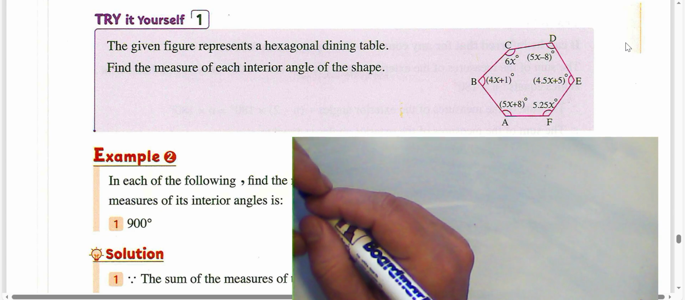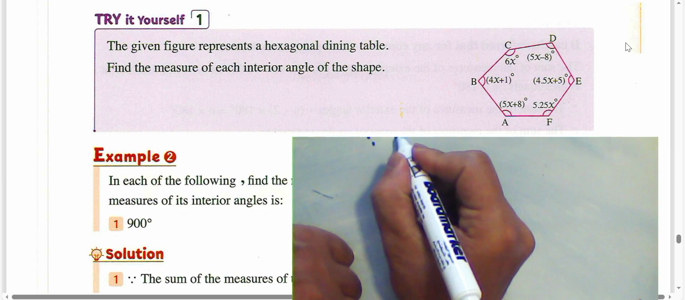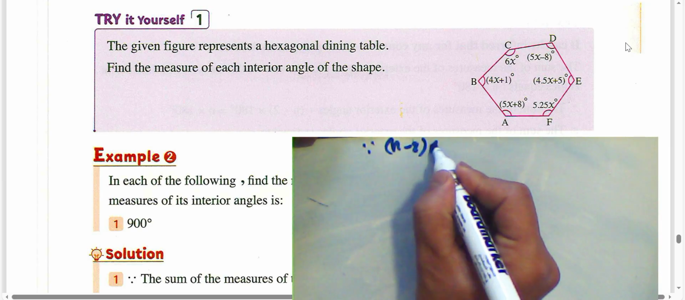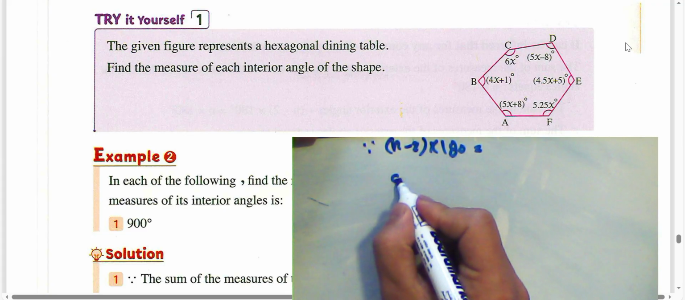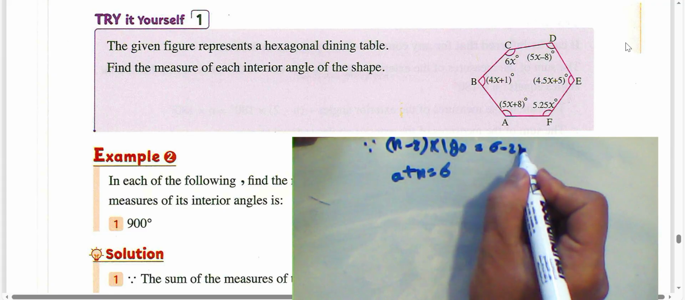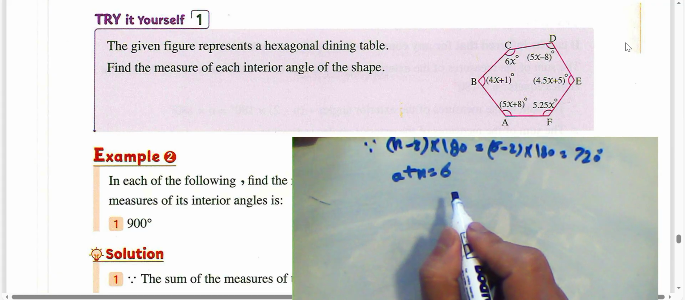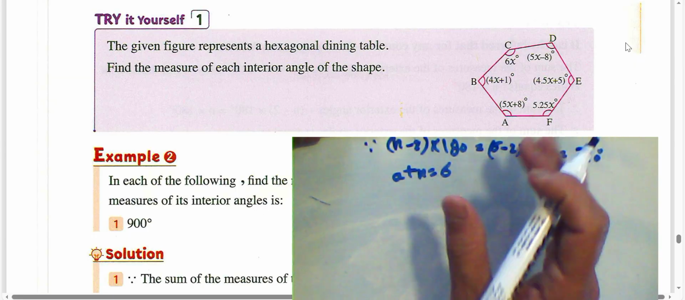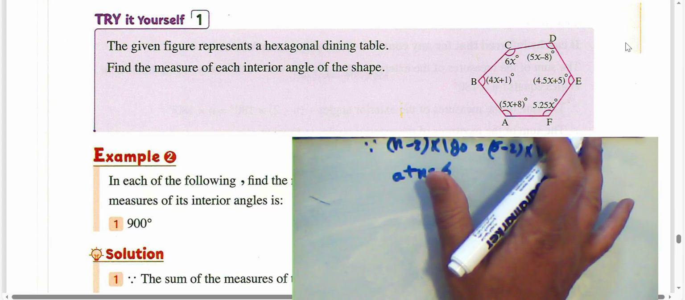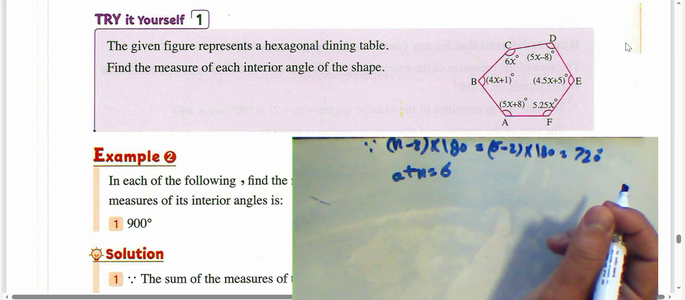The sum of interior angles equals (n minus 2) times 180. First, n minus 2 in brackets, multiplied by 180, where n equals 6. Then (6 minus 2) times 180 equals 720 degrees. Then the sum of the interior angles of the hexagon is 720. So we add all the angles inside the polygon, the sum of them equals 720.